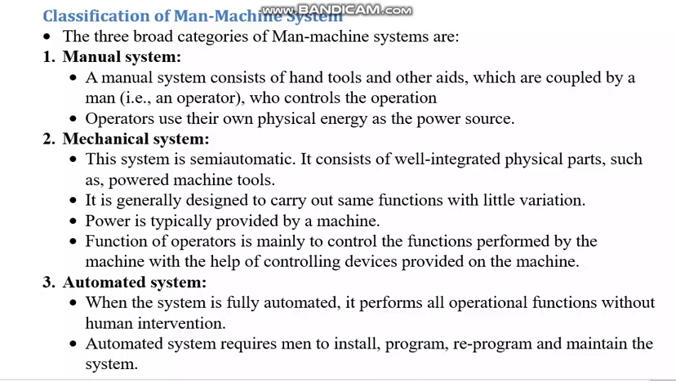So though it is a fully automatic machine, even our washing machine in the house, we say fully automatic, but can it work by itself completely without man? No. See, man's intervention is needed. Okay, so these are three categories of man-machine systems.